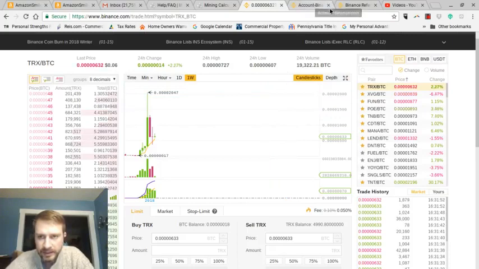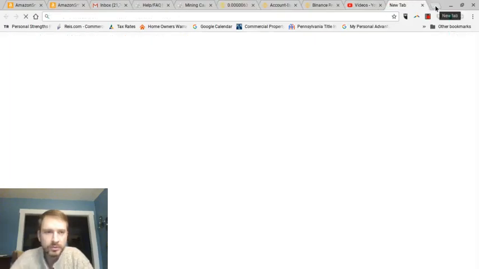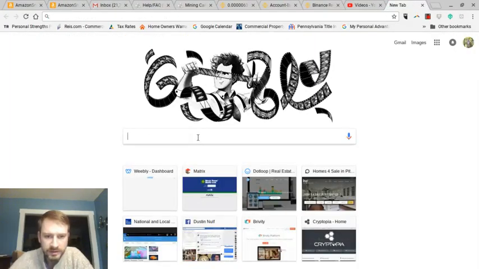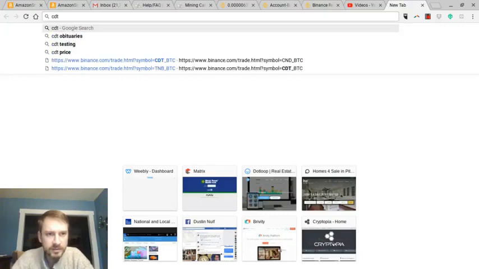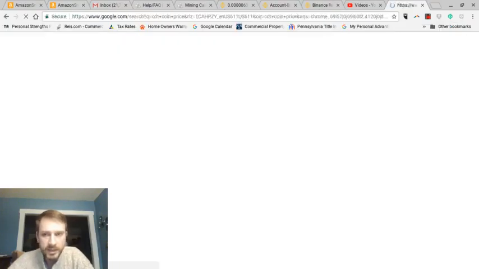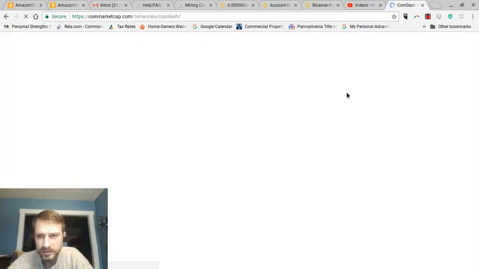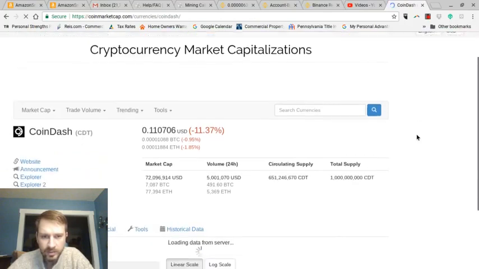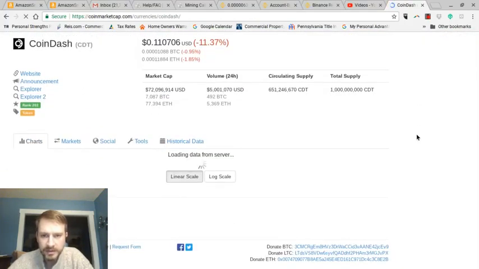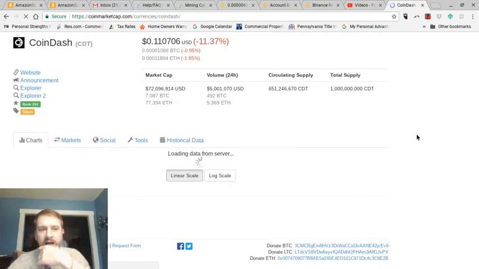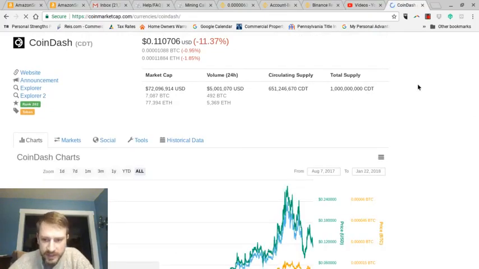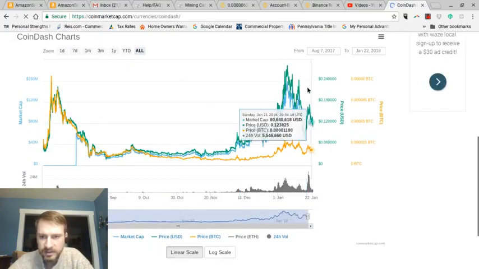But when I'm looking at the graphs, I like to see the big picture. So I just go to Google, and for instance, CDT was a coin that I was trading a couple days ago. This coinmarketcap.com is a really good site to go to for your coin prices and graphs. I'll keep this open on the side while I'm working on my exchanges, because I like the way this graph works. You get to see the Bitcoin price, the price in dollars, and the volume traded. So that's kind of cool.